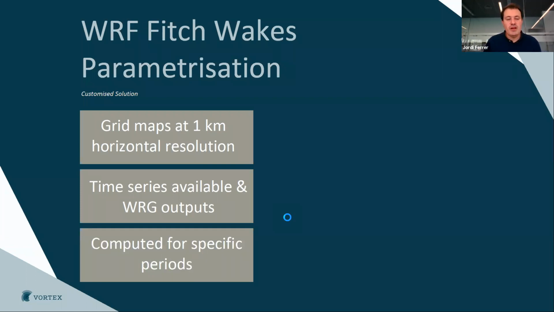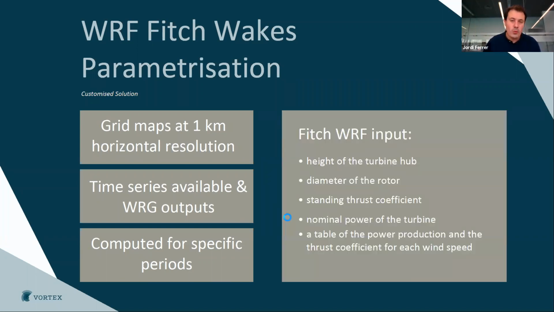When we do this modeling, we do not model long-term representative periods. We compute specific periods that need to be discussed with you, 1 year, 2 years, in order to ensure that the time series are reasonable. When we do this feature parameterization, we will need some information from you. That's one of the reasons that it's very difficult to introduce it in the interface. Some of the information that we will need is the hub height of the turbines, the layout, the coordinates of the turbines, the diameter of the rotor, and some other information from your site.